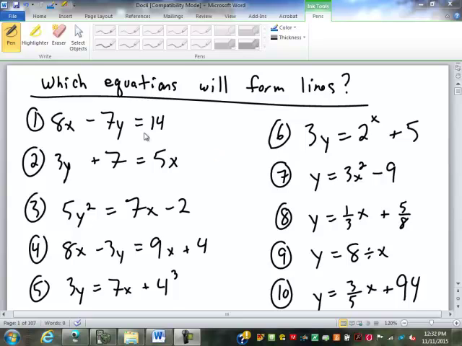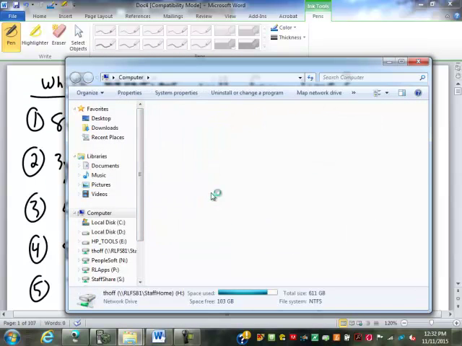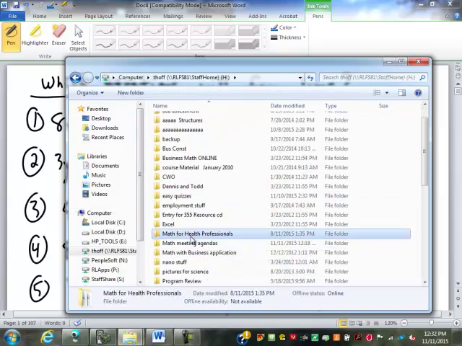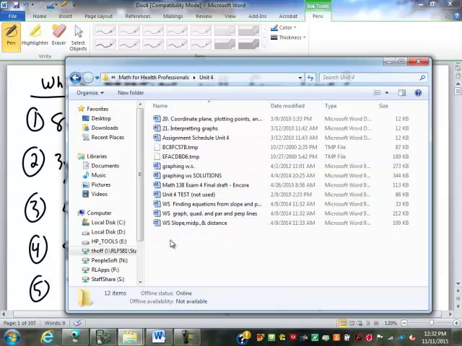Okay, so looking at these, I have 10 equations up there. Can you look at them and determine whether they're going to be lines or not just by looking at them? You can, okay. That's good. What's that? If there's an exponent, generally that's a bad sign for it being a line, isn't it?